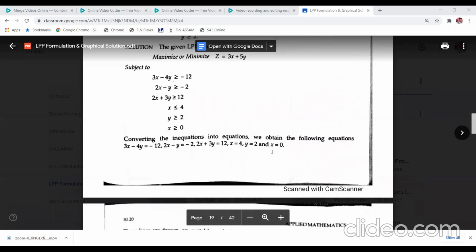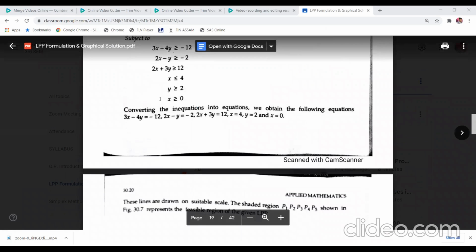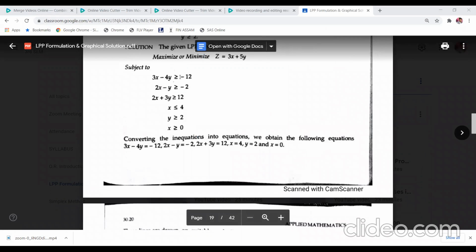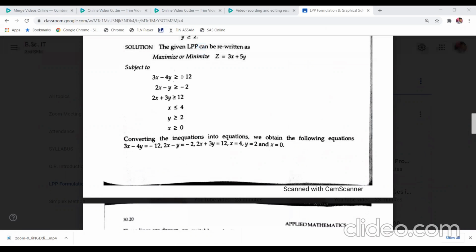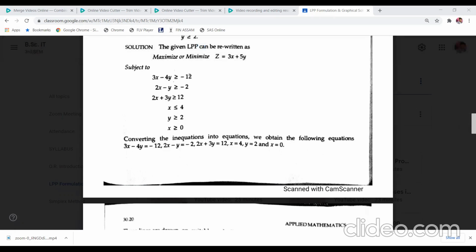So that thing has been done. Here it has been not changed. If you change, then also okay. If you do not change that, but if you change, then it becomes easier. I have shown you: if the constant term is negative, make it positive by multiplying by minus. So that will be better. If you convert the constant term into positive, it will become easy for you.